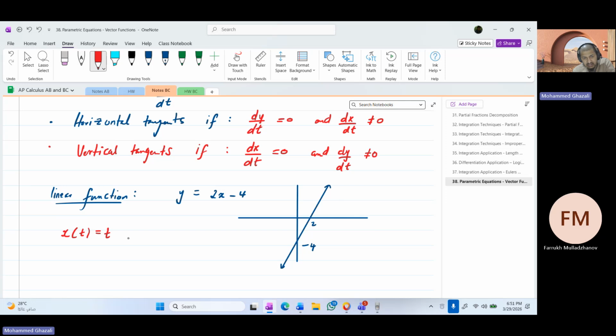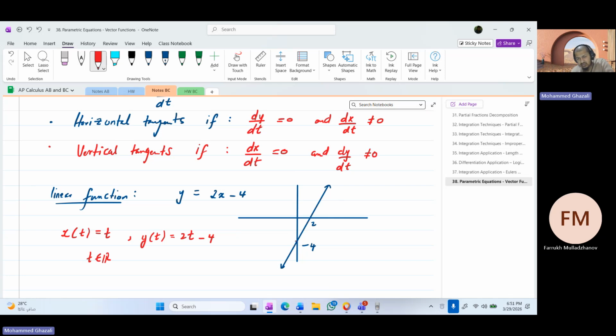So x is a function in t, and then y of t, I will call that 2t minus 4, because x is t, where t is an element of real numbers, where t is from minus infinity to infinity. Are we good? So I have just generalized this using a parametric equation. So I converted a linear function into a parametric equation. Does that make sense? Yeah, makes sense, sir. Right, so it's easy.